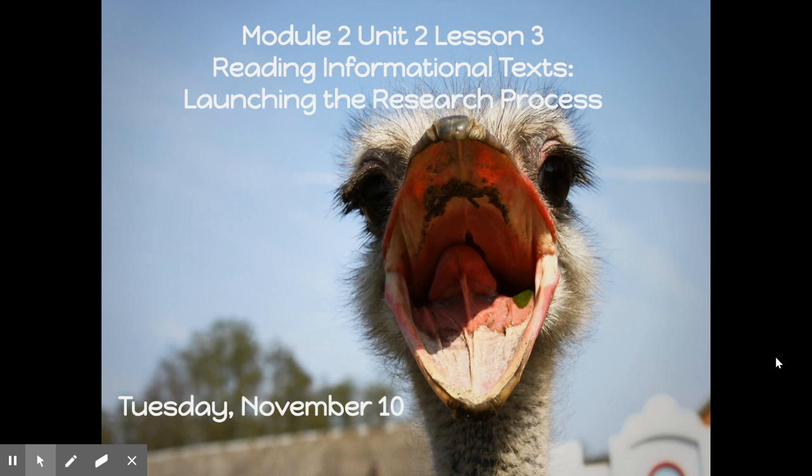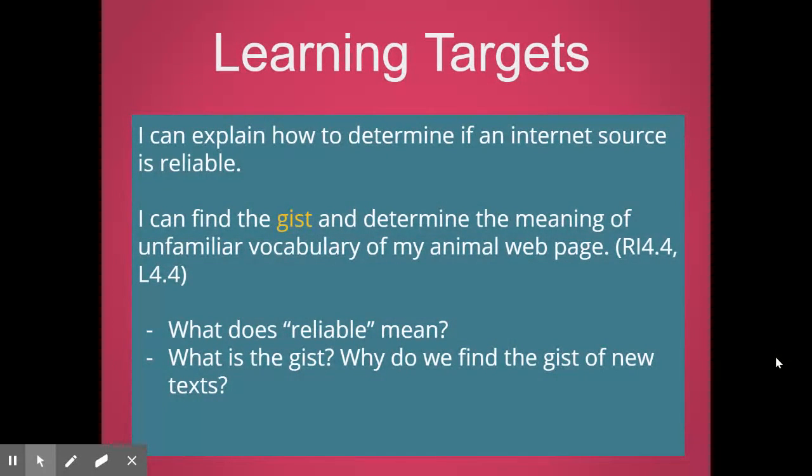This is your Module 2, Unit 2, Lesson 3, Reading Informational Text and Launching the Research Process. Here are our learning targets today. I can explain how to determine if an internet source is reliable. I can find the gist and determine the meaning of unfamiliar vocabulary of my animal web page.